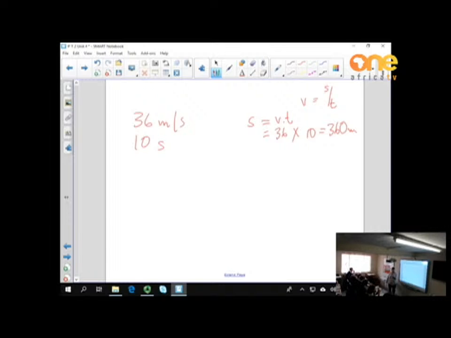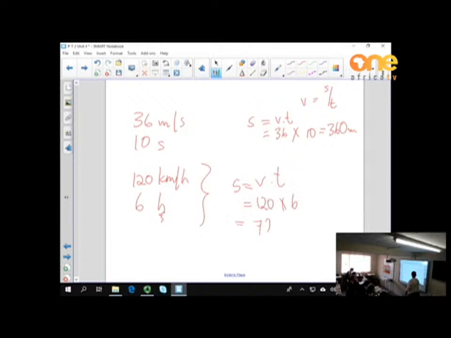B. A motor vehicle traveling at 120 kilometers per hour for 6 hours. It's the same calculation, except we're working with kilometers and hours. If this one was in minutes or seconds, you would have to convert it to hours. So once again, we want to get the distance. It is velocity times time. So it's 120 times 6 is equal to 720 meters. Any questions there? Kilometers, thank you. Yes, somebody is awake.